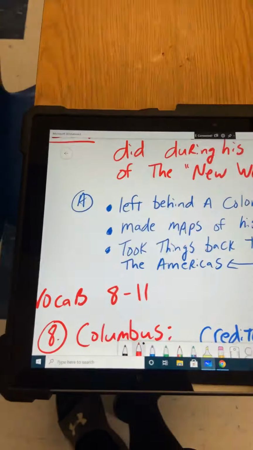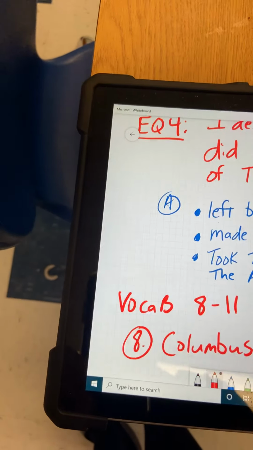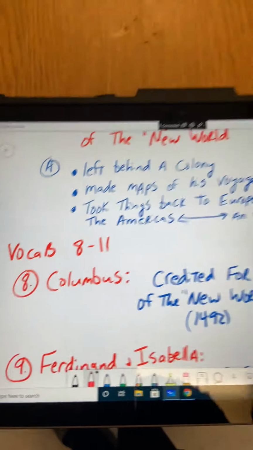Now we have a couple vocabulary words that we have to talk about. So let's get to them. We only have 3 vocabulary words, 8 through 11. And the first one, of course, is Columbus.